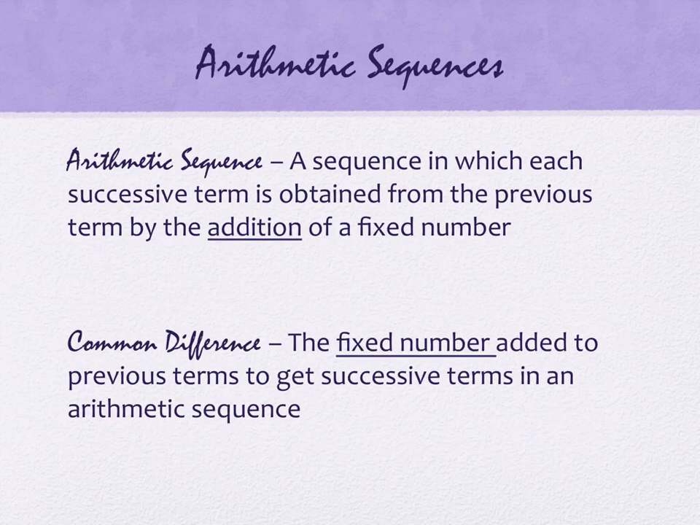An arithmetic sequence is the example that I just gave you. It's a sequence in which each successive term is obtained by the addition of a fixed number. Now, that addition could be the addition of a negative, because it doesn't have to be adding a positive number. It could be adding a negative number and work just fine as well.